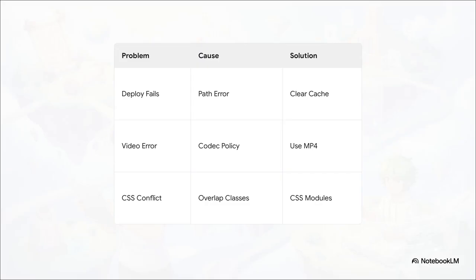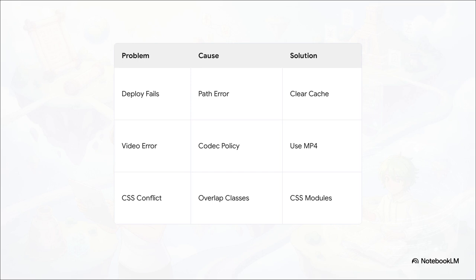You're definitely going to hit a few roadblocks during integration. That's just how tech works. But they are totally predictable. Let's build up those troubleshooting skills. If your GitHub deployment fails, it's almost always a path error or a case sensitivity issue. Just test locally and clear your cache.